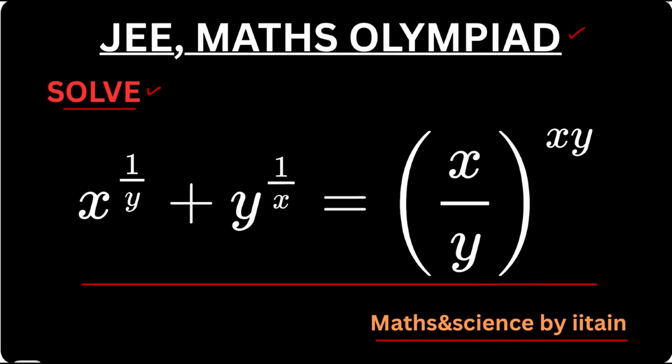We have to solve this. x to the power of 1 by y plus y to the power of 1 by x is equal to (x by y) to the power of x into y. There is no mention of any numericals in this problem, but still we will be able to solve for the values of x and y.